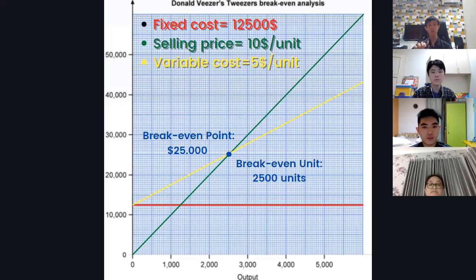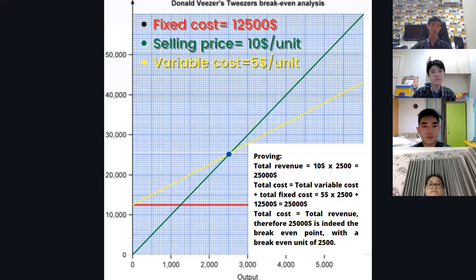We can also see from the graph that when the break-even unit is 2,500 units, the break-even point is $25,000. Now this is how we see the break-even point from the graph. We will now show you the calculation behind this to prove that $25,000 is indeed the break-even point.